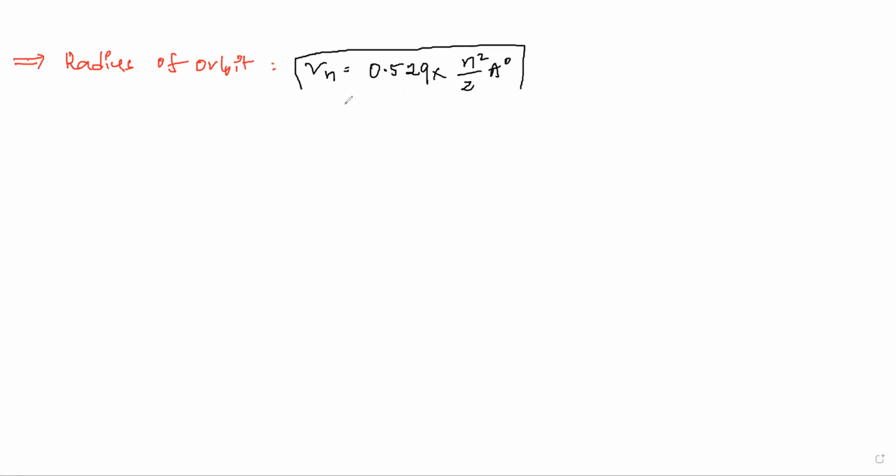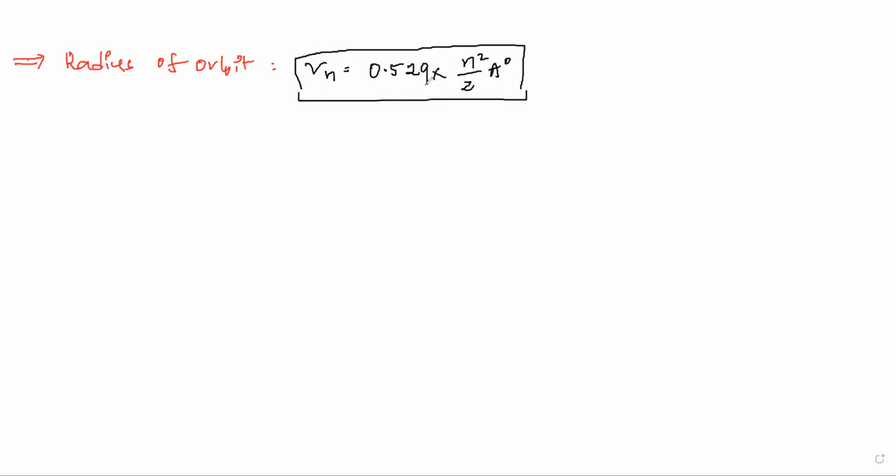Okay. One more time, I am going to revise a few important formulas, and that is the radius of orbit. What is its formula? The radius of orbit Rn equals 0.529 into n square by Z angstroms. Okay, this is the radius of orbit.